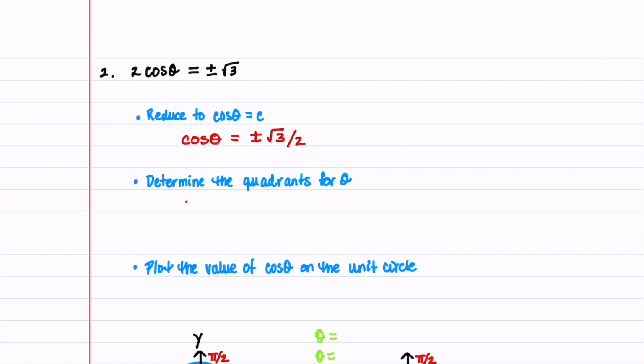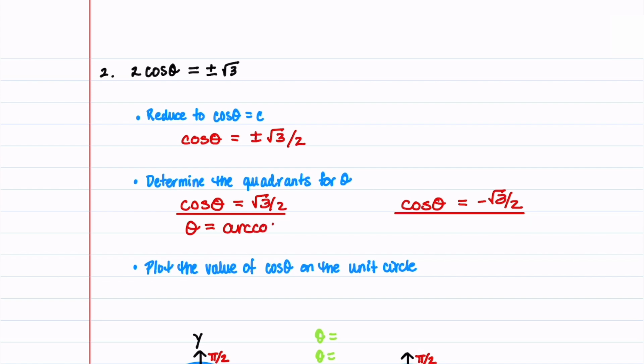Let's split this into our positive equation. Cosine theta is equal to root 3 over 2. And then our equation with a negative constant. Cosine theta is minus root 3 over 2. When cosine's positive, theta is going to be arc cosine of root 3 over 2 on the left. And for the equation on the right, theta is going to be arc cosine of minus root 3 over 2.